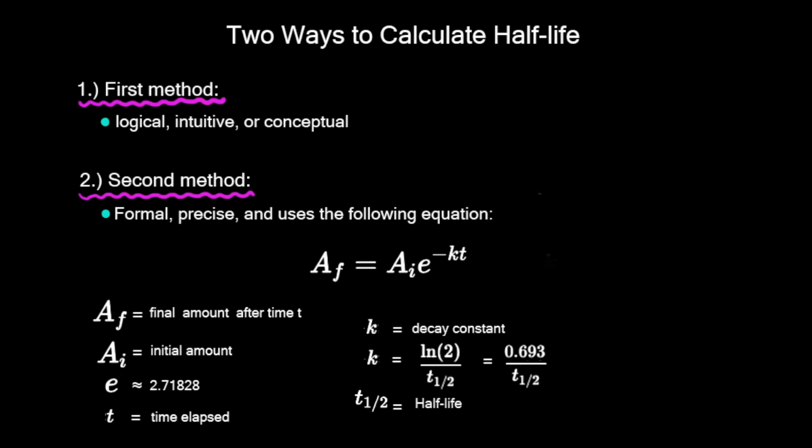Now notice that there is a negative sign in front of the k times t. That negative sign tells us that we are dealing with a decay process, meaning that the amount of substance is decreasing over time. One thing to keep in mind, t_1/2 stands for half-life, while t in the main equation stands for time elapsed. They are not the same thing. t_1/2 is a constant that tells you how long it takes for half of the sample to decay. And t is just the amount of time that has passed or elapsed.